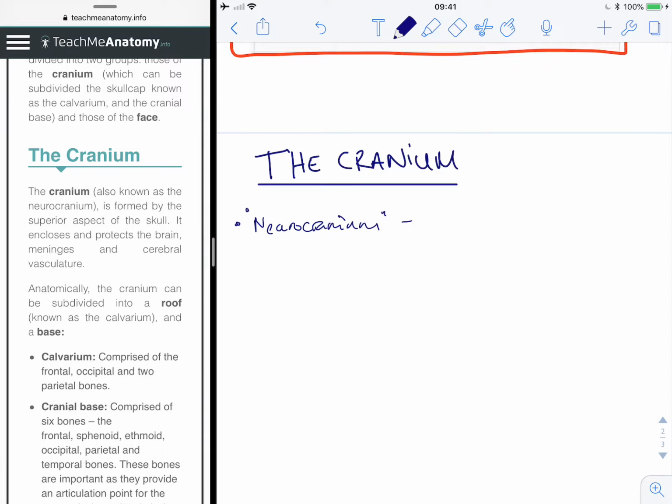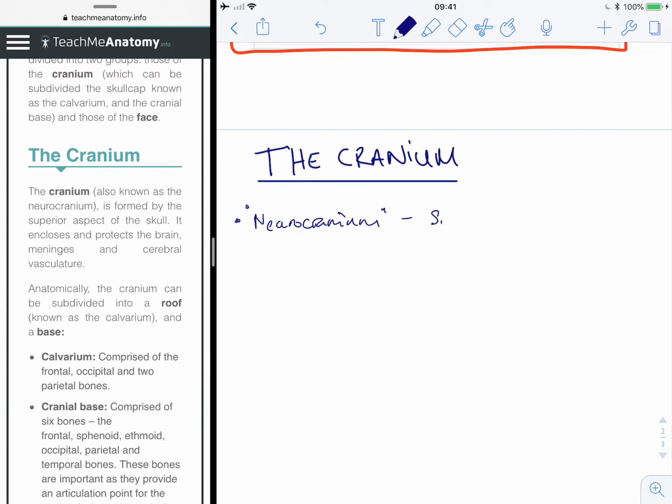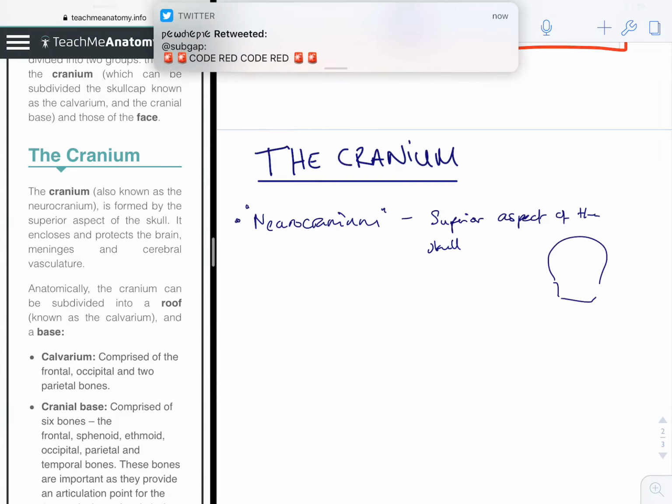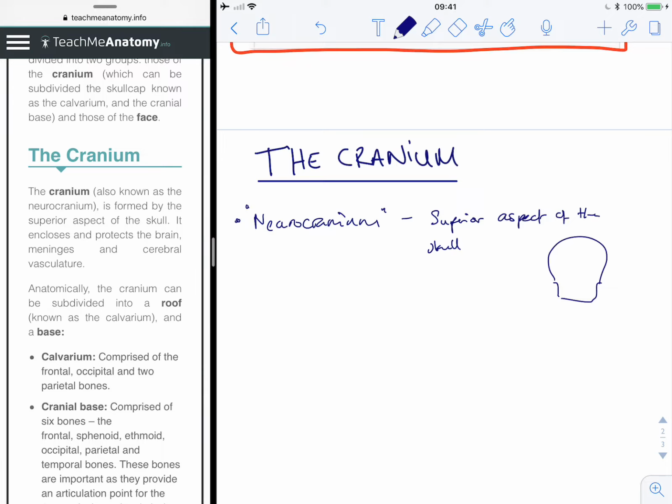Anyway, the cranium is formed by the superior aspect of the skull. I'm reading under this title of the cranium. It's formed by the superior aspect of the skull. I'm sure you know by now what superior means. This is the superior, and that would be the inferior. Well, I guess they would overlap, but you see exactly what I'm saying.